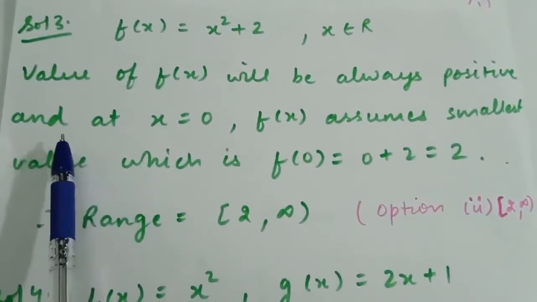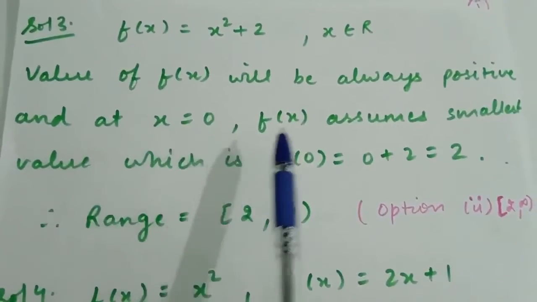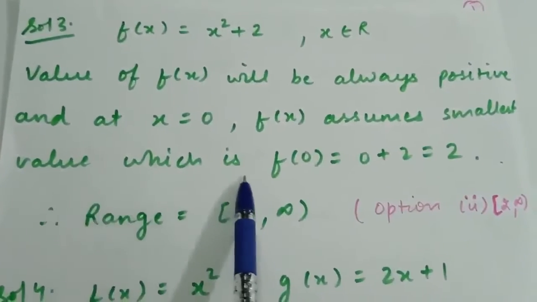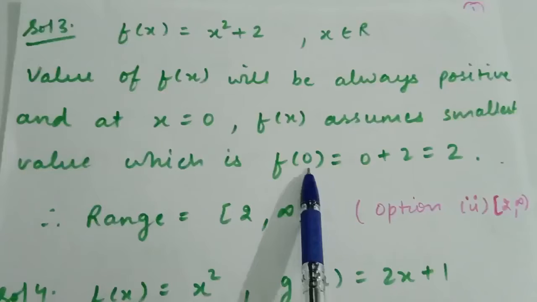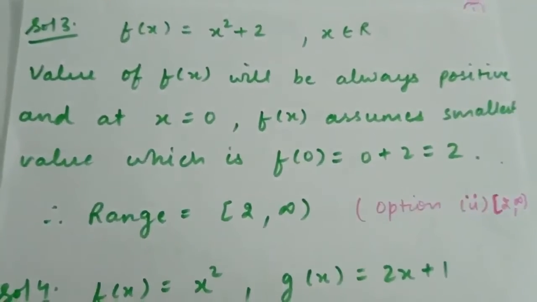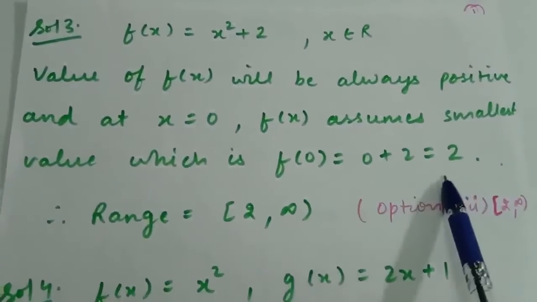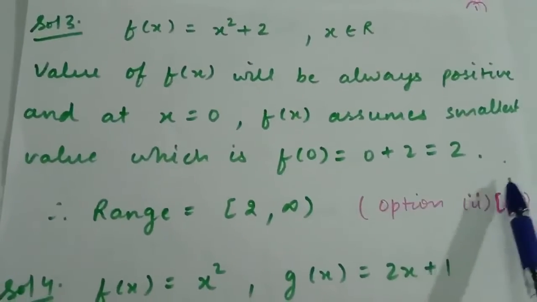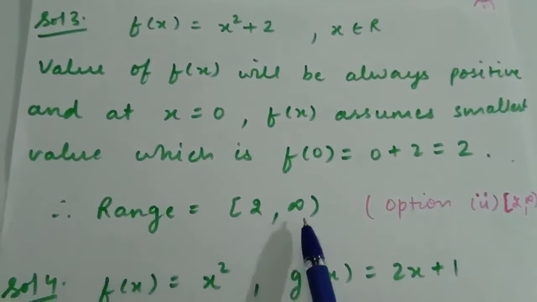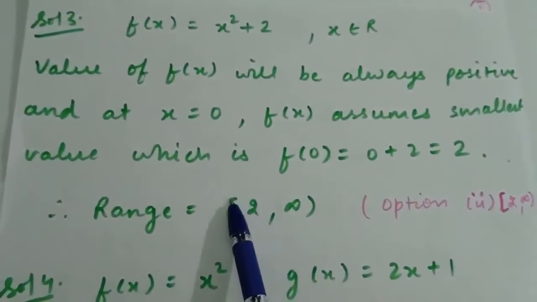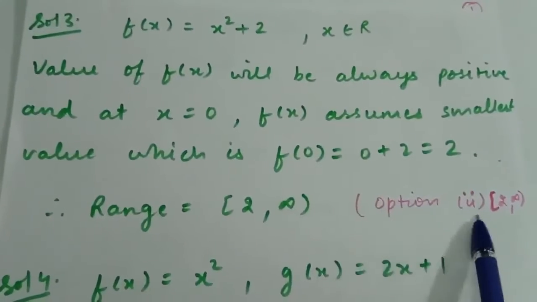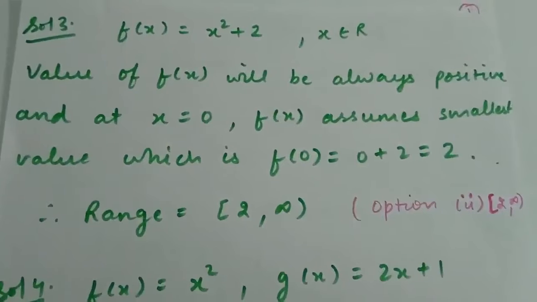Right? And at x equal to 0, f(x) assumes smallest value, which is, when you will put in place of x 0, you will get the answer as 2. At x equal to 0, f(x) will assume the smallest positive value. Then f(x) will only increase in the positive direction. So the range will be 2 to infinity. At 2 close bracket will come because 2 is also included. So option second is correct.